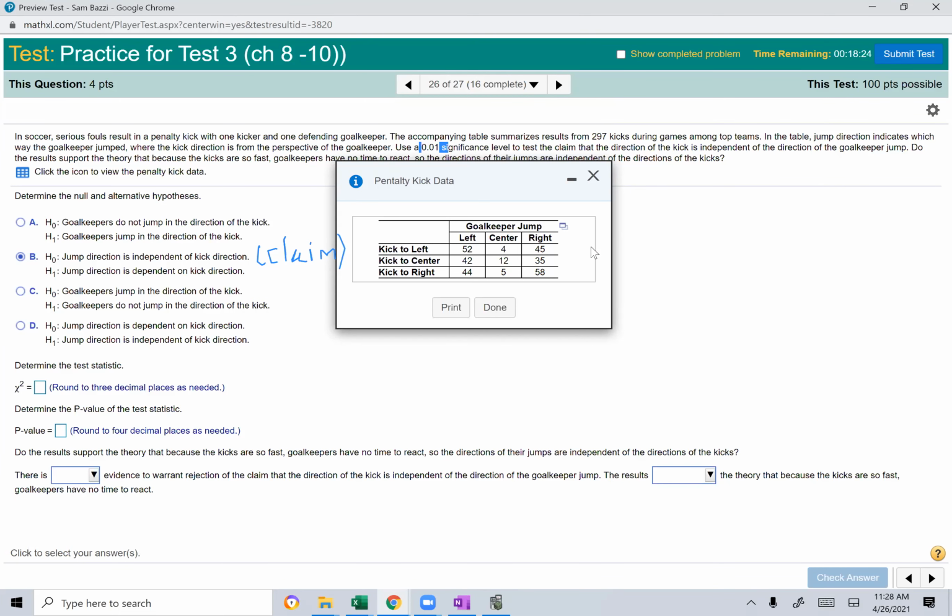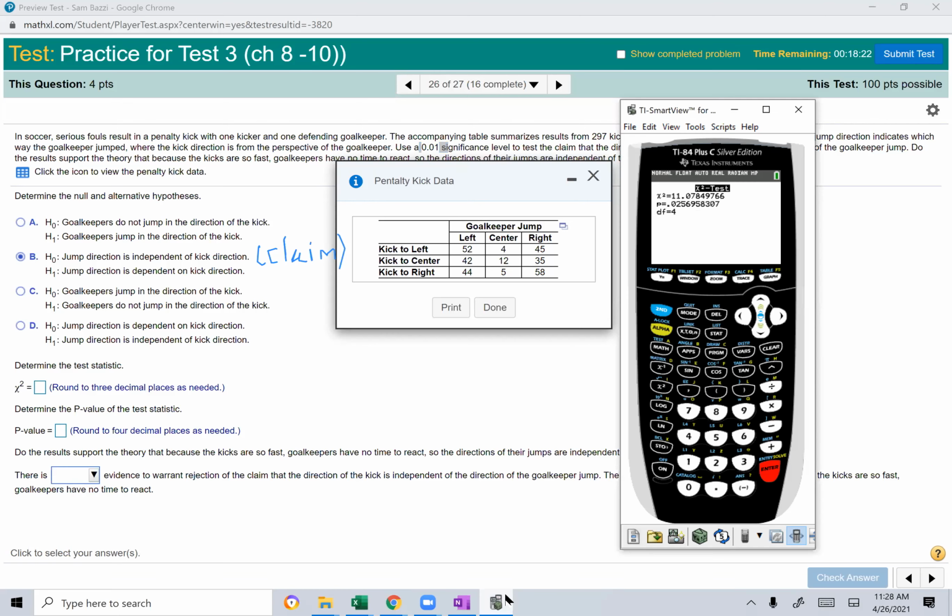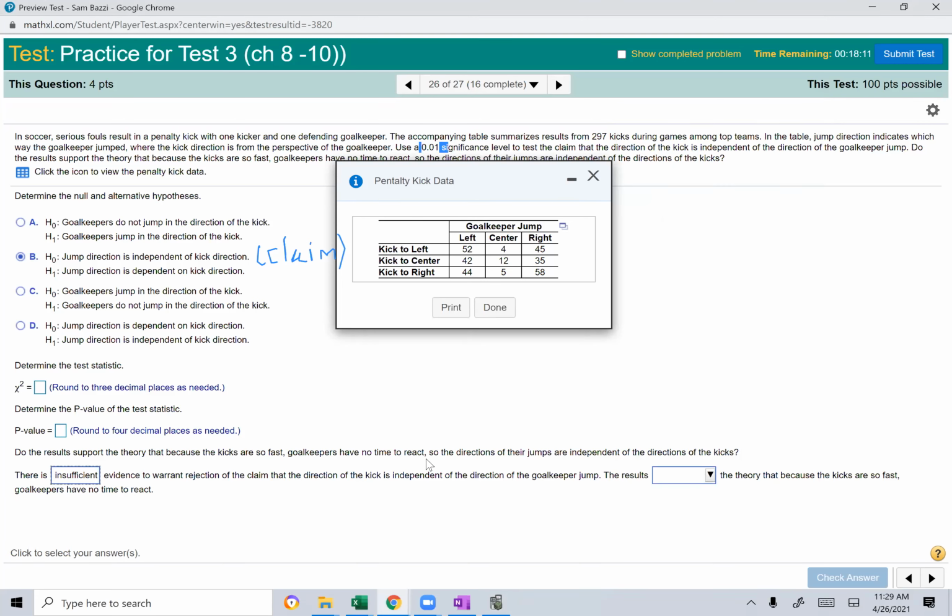And if you fail to reject the null hypothesis, you say there is not enough evidence to warrant rejection of the claim. He helped you here and put to reject the claim. So all you need is to choose there is insufficient evidence to reject the claim.